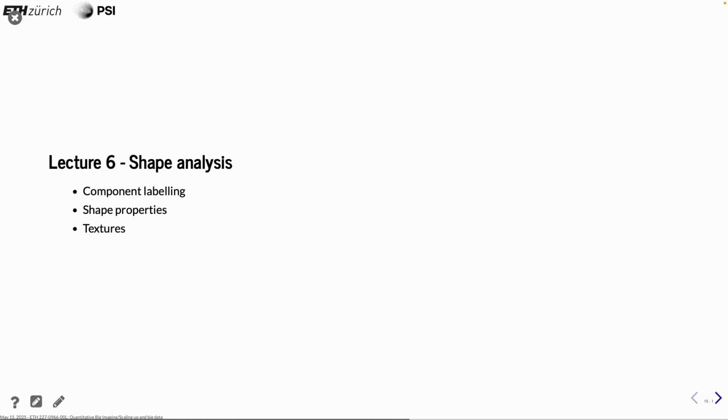Part 6 is shape analysis. So now we assume we have segmented structures and we want to identify items in these structures and also analyze different shape properties and textures in the images. Then we went on with complex shape. The first part was addressing particle clouds, where you have a lot of small particles flying around and you want to do some analysis on those.